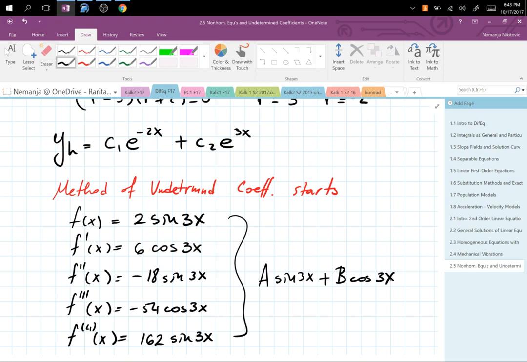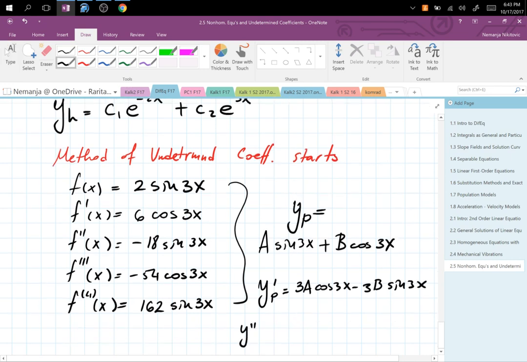All right, so now we have our yp. So now we need yp prime, which is the derivative. That's going to be 3a cosine 3x minus 3b sine 3x. And y double prime p, we need 2 derivatives, because our equation. It's going to be negative 9a sine 3x minus 9b cosine 3x. That's how we took these derivatives.